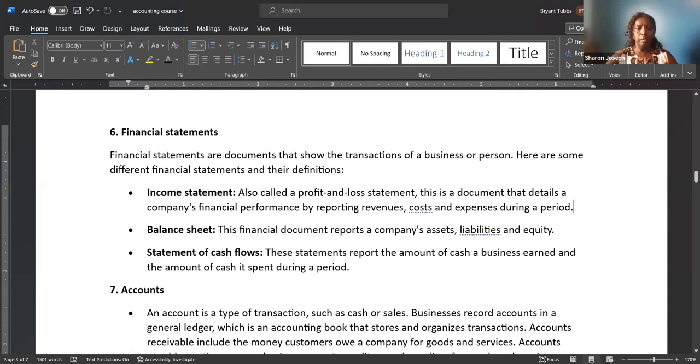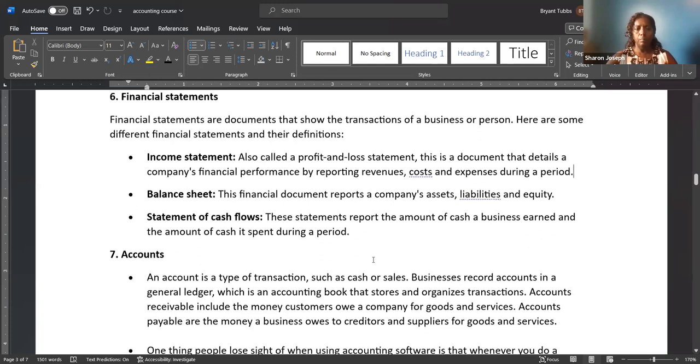Another key financial statement is the statement of cash flows. A lot of people spend money and sometimes they don't really even realize where their money is going. The statement of cash flows reports the amount of cash that a business earns and where it's spending it, right? So you'll see where money is coming in and where money is going out during a particular period. We'll look at these three financial statements a little later on.